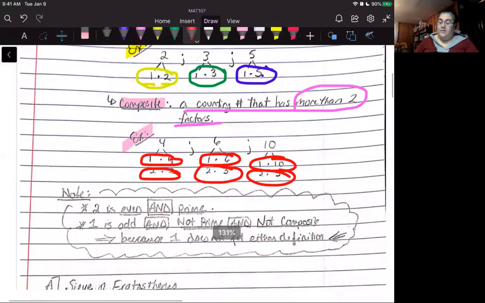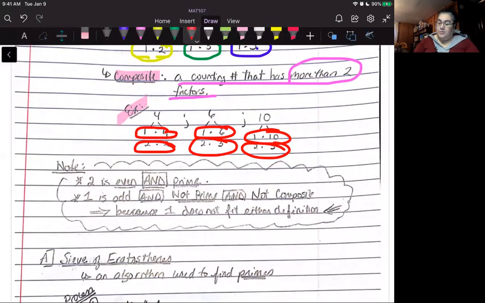Now, a couple of things to note. Please note the following. 2 is an even number, and it's also a prime number. So there is a misconception, and your students will often have this misconception, and that is that prime numbers are all odd, and that is not the case.